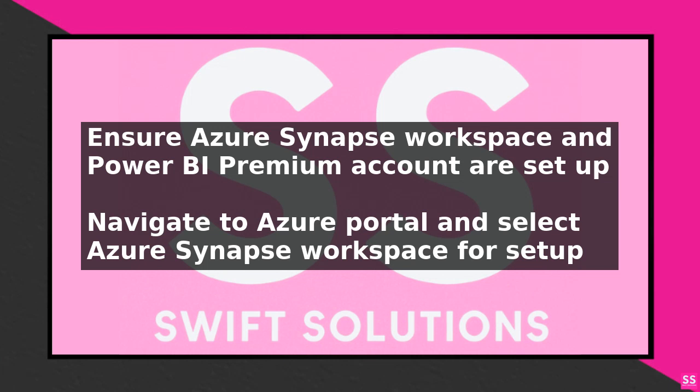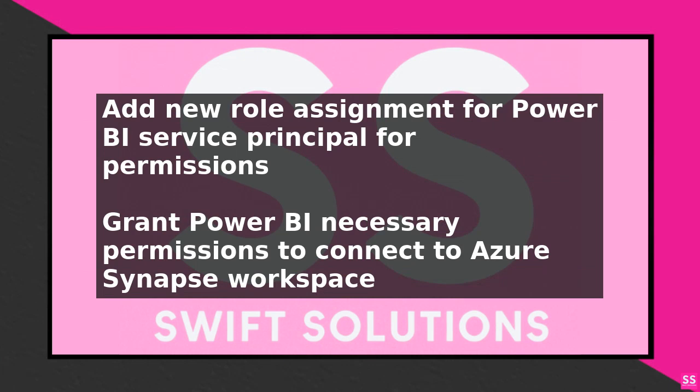First, navigate to the Azure portal and select your Azure Synapse workspace. Then, click on the Manage tab and select the Security option. Here, you will need to add a new role assignment for the Power BI Service Principal. This will grant Power BI the necessary permissions to connect to your Azure Synapse workspace.